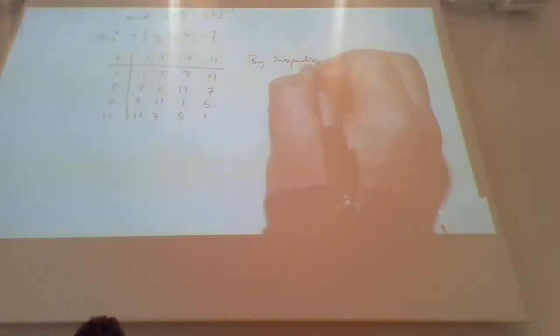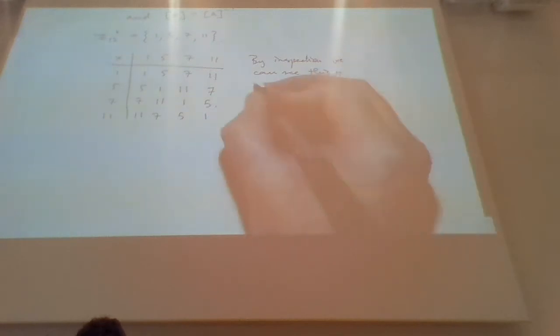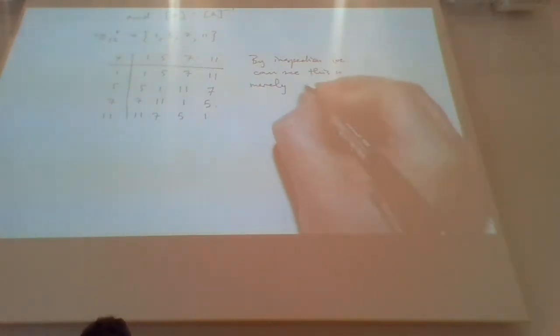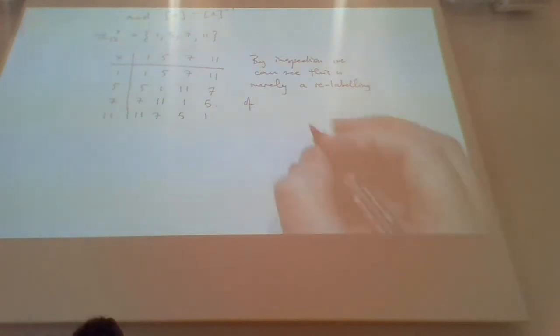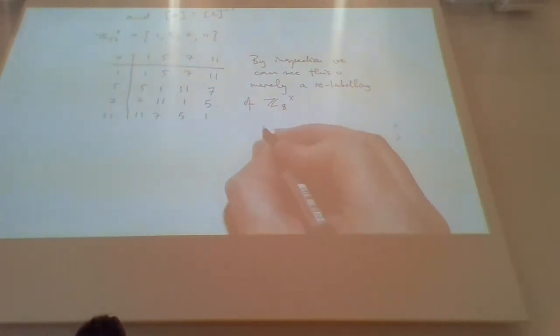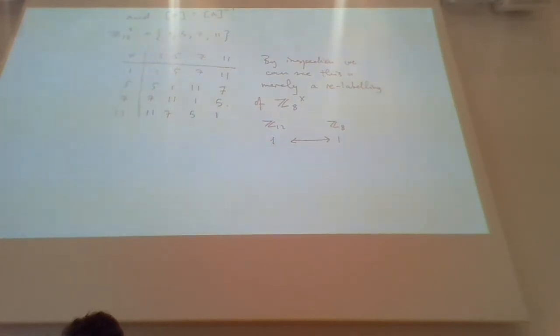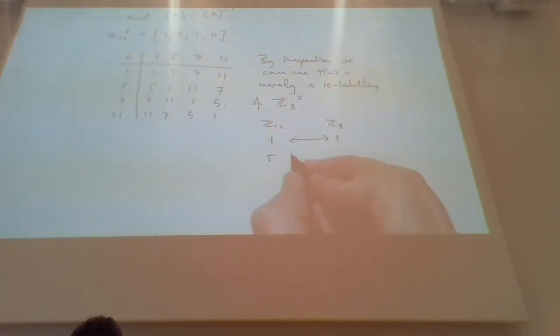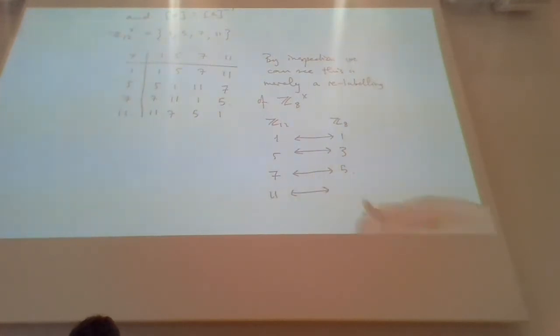By inspection, we can see this is merely, well, not merely, but interestingly, an exact relabeling of the group for Z8. What do I mean by relabeling? Well, literally, if you take the elements of Z12 and the elements of Z8, 1 is 1 in both cases. We can send 5 to be the same as 3, so 7 over here is going to be the same as 5 over there. And 11 over here is going to be the same as 7.